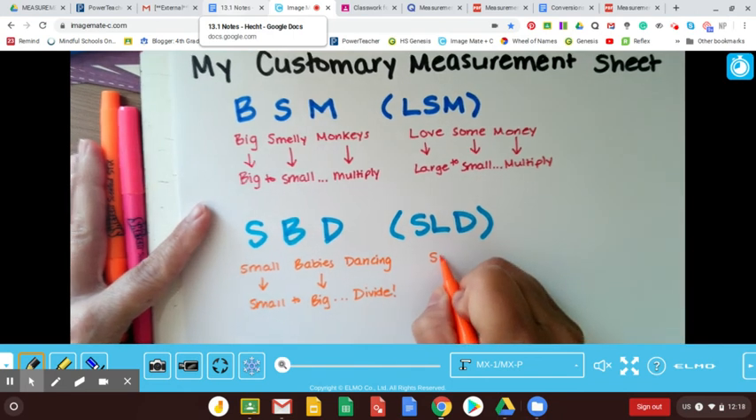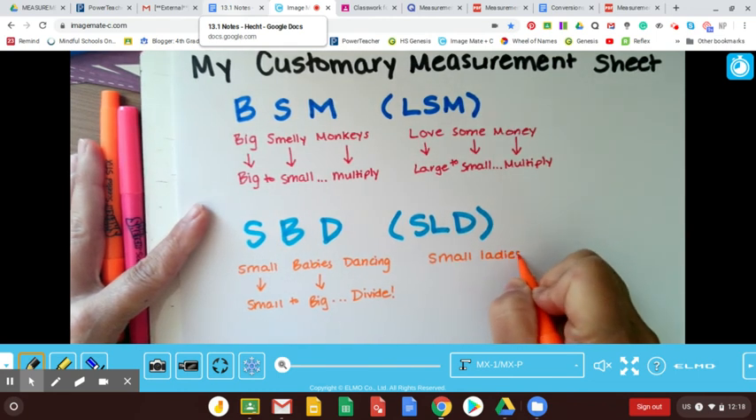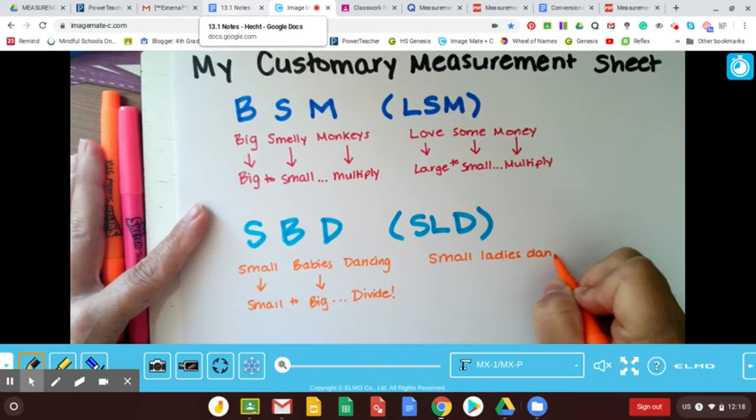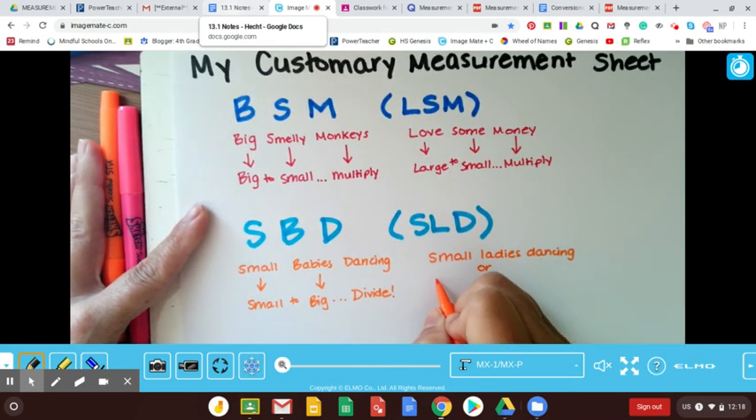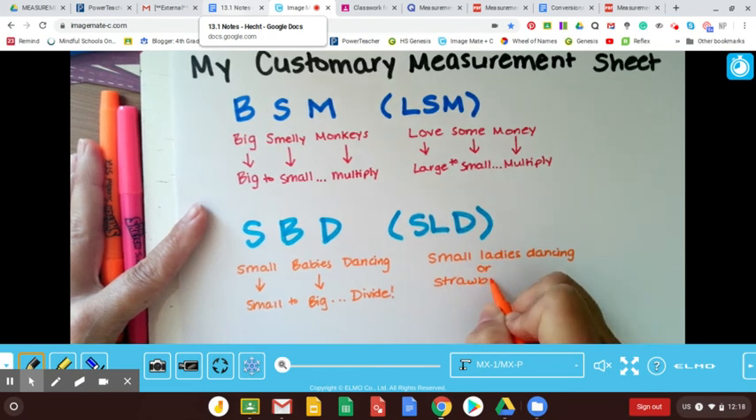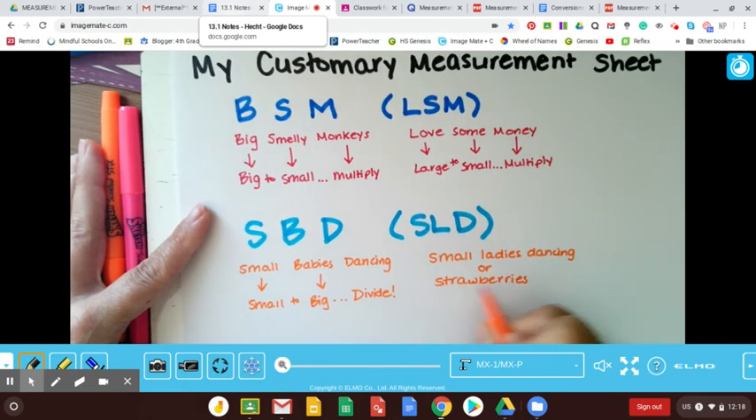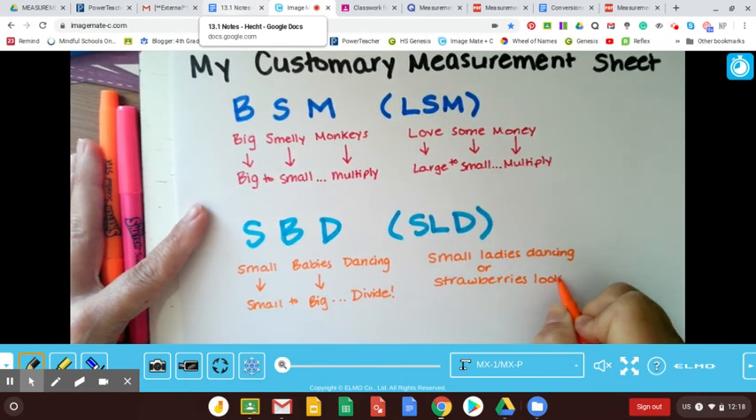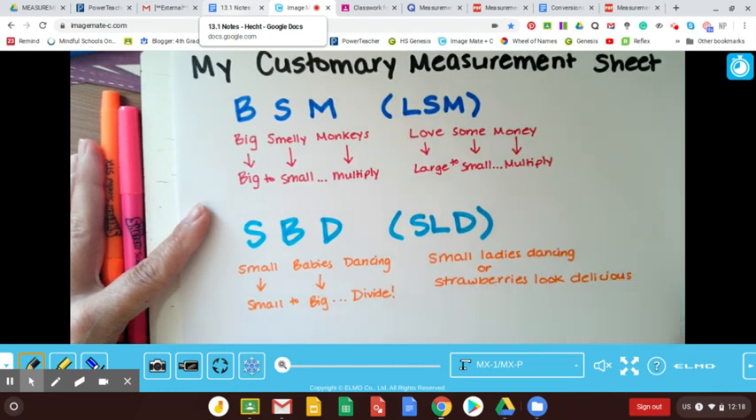Okay, so I'm going to do both. Small ladies dancing. That's a good visual, right? You could kind of see it. Or, let's see, strawberries look delicious. And maybe you guys can come up with something that resonates with you even better. Okay, and that would stand for small to large divide.